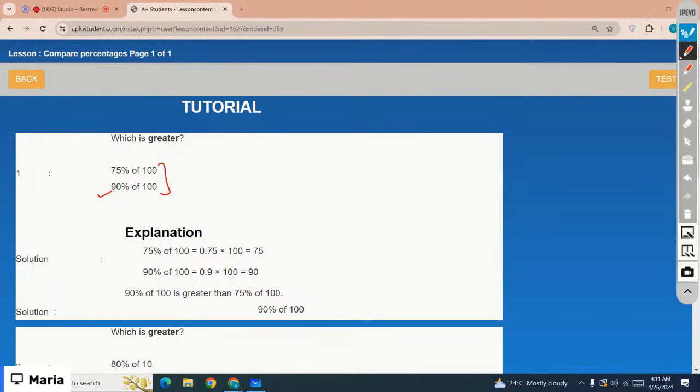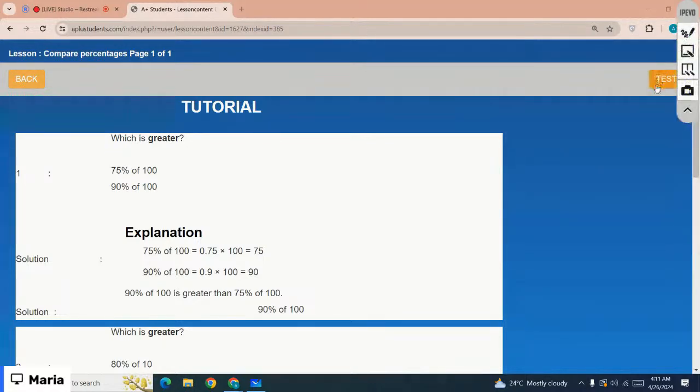You can see here, 75% of 100 means 75 and 90% of 100 means 90. That means 90% of 100 is greater than 75% of 100. Got it? Let's just start with the test questions.